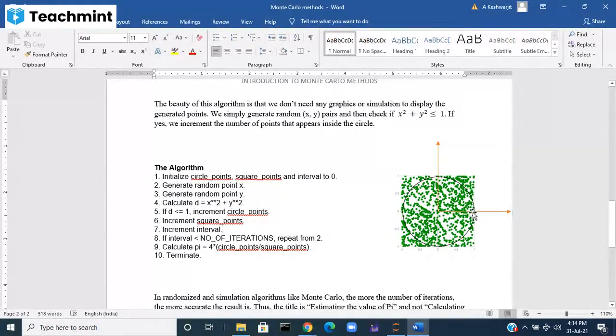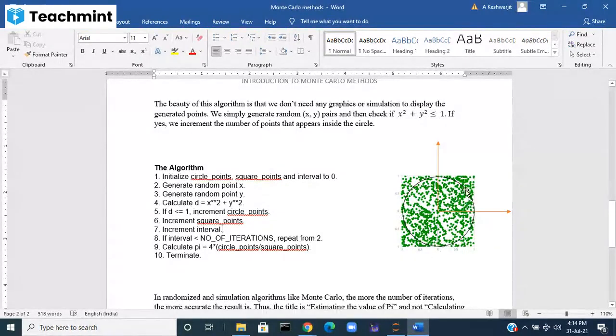And what is the radius of this circle? The radius of this circle is 1 unit. Then take any point, with coordinates x, y. Then x square plus y square equal to 1. It is a circle of radius 1 and center at the origin. Sorry, not a square. So x square plus y square equal to 1 represents points on the circle.